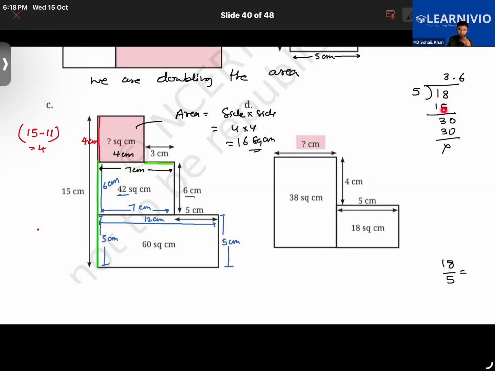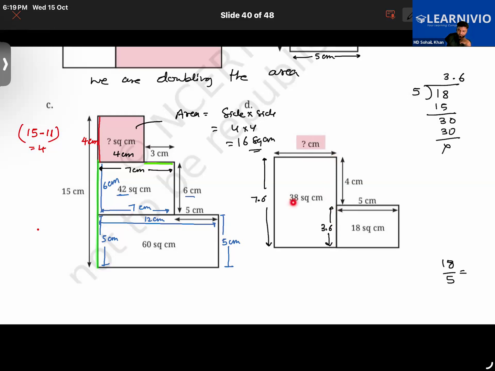5 threes are 15, 18 minus 15 is 3 here. We will put a decimal point here to bring 1 zero here. Now 5 sixes are 30. So this much is equal to 3.6. So this entire side is going to be 4 plus 3.6, so hence that is going to be 7.6.